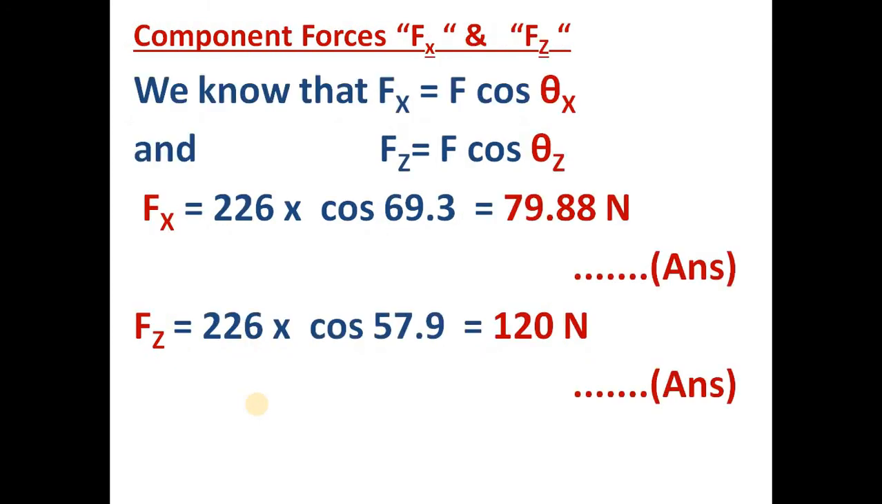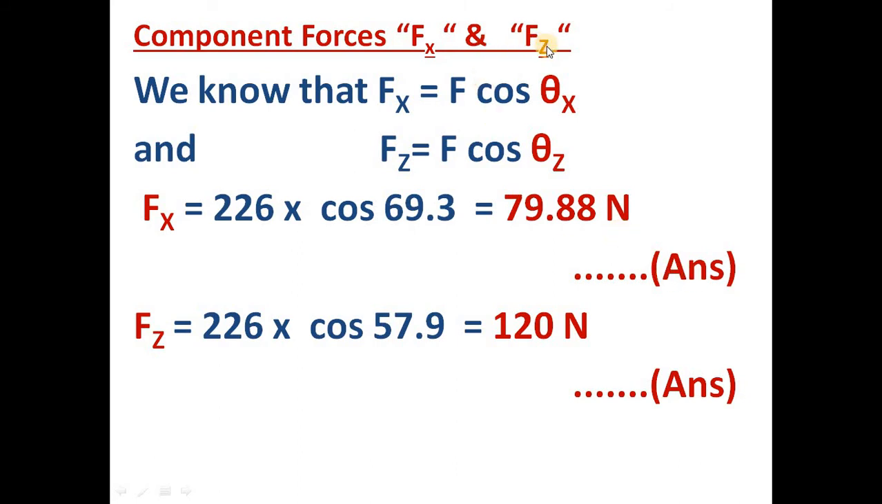Then our next aim is to find out the other component forces Fx and Fz. In the same way that can also be found out. We know that Fx is equal to F cos theta x and Fz is equal to F cos theta z. Using this relation you can find out Fx. Simply applying, F is obtained as 226 newton. It is given here, into cos theta x, which is given in the problem as cos 69.3. Then on calculation, 79.88 newton. That is another answer.